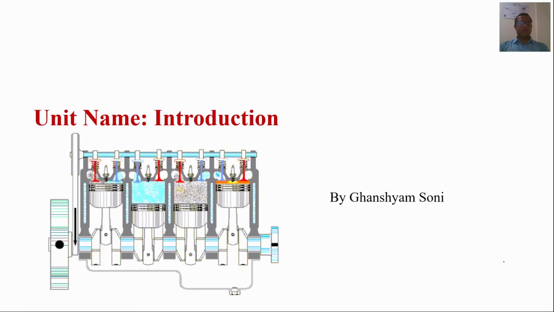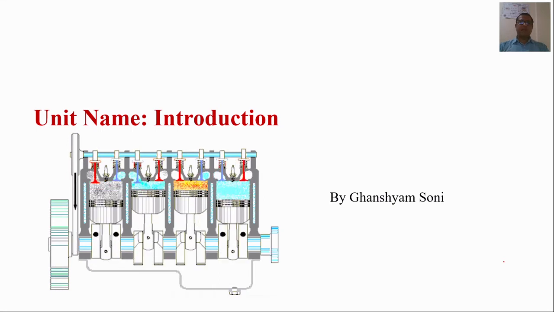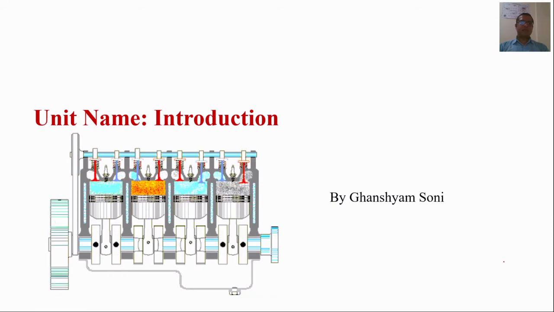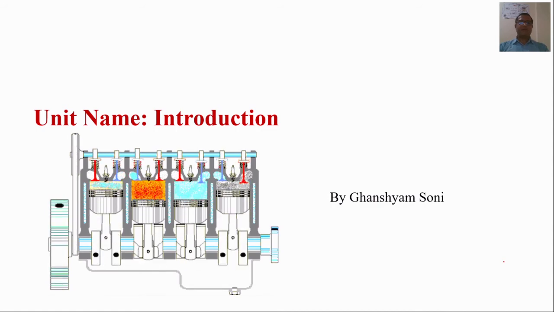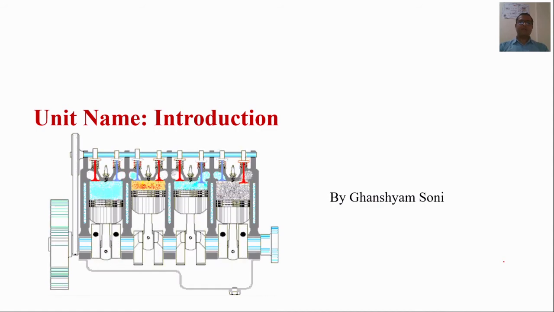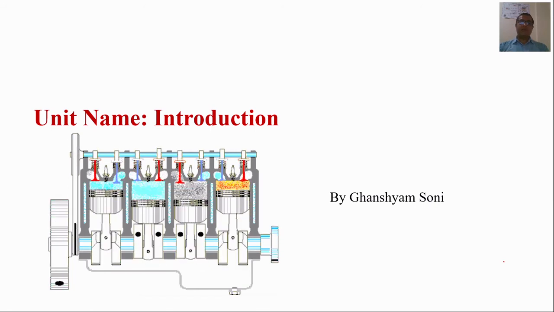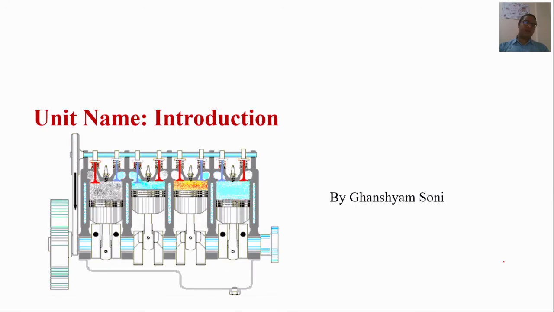Hello everyone. Today in this session we will discuss the various engine performance parameters. This includes the indicated thermal efficiency, brake thermal efficiency, mechanical efficiency, volumetric efficiency, relative efficiency or efficiency ratio, brake specific fuel consumption, indicated specific fuel consumption, air fuel ratio and heating value.